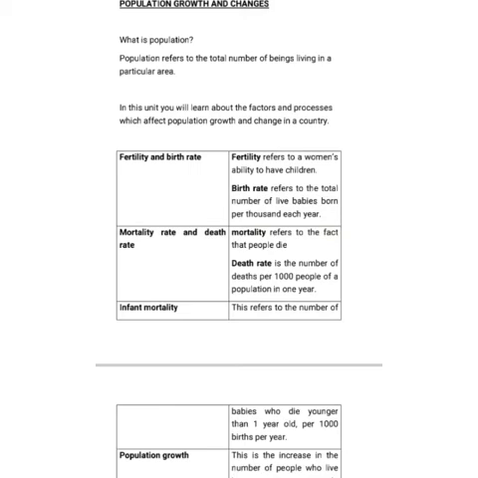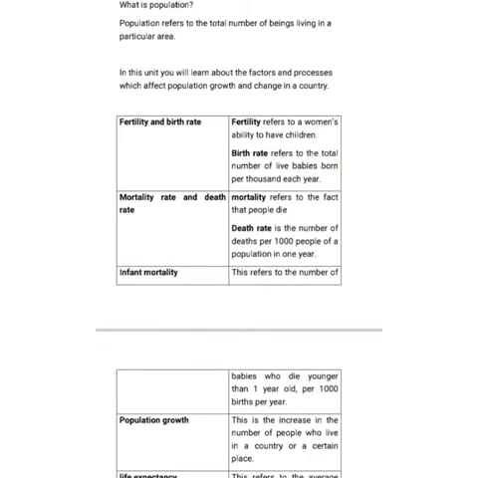And the number of women that are able to give birth is what we call fertility rate. We also have birth rate, which refers to the total number of live babies born per 1,000 each year. So basically, this is just the number of babies born per year.